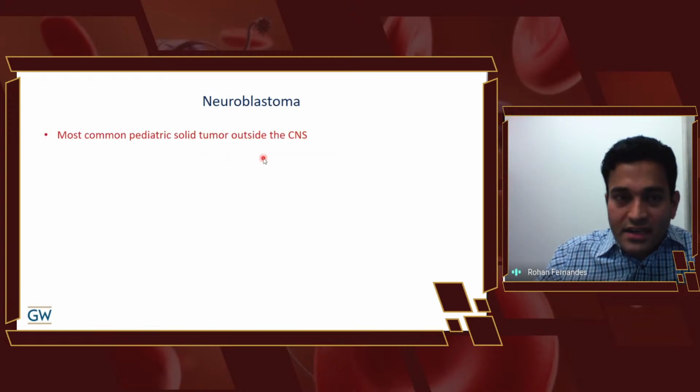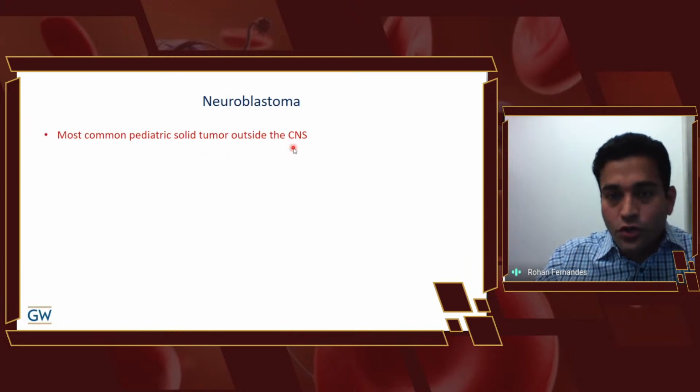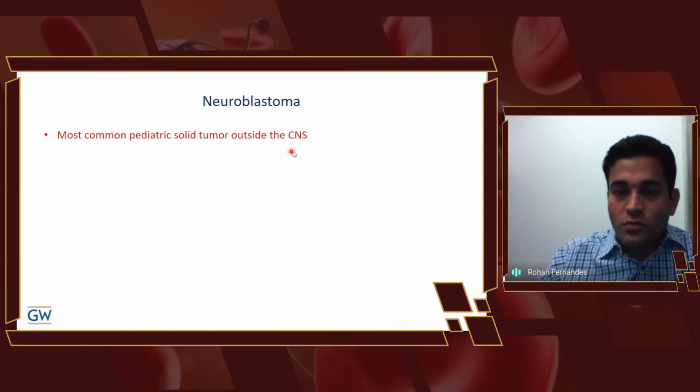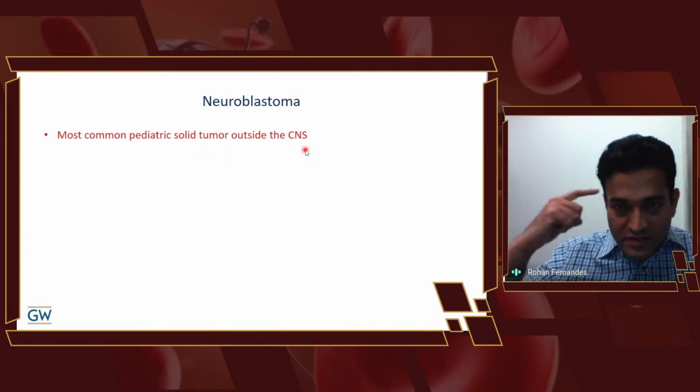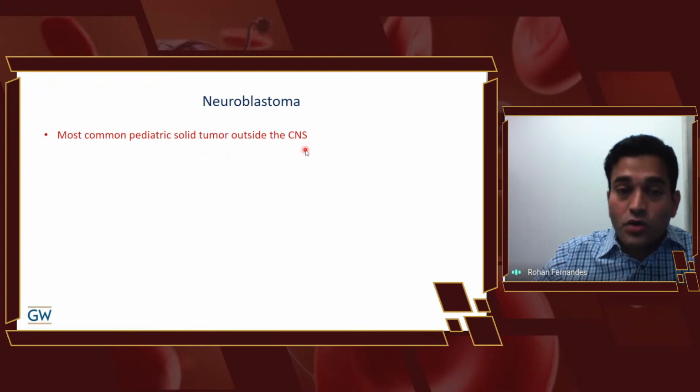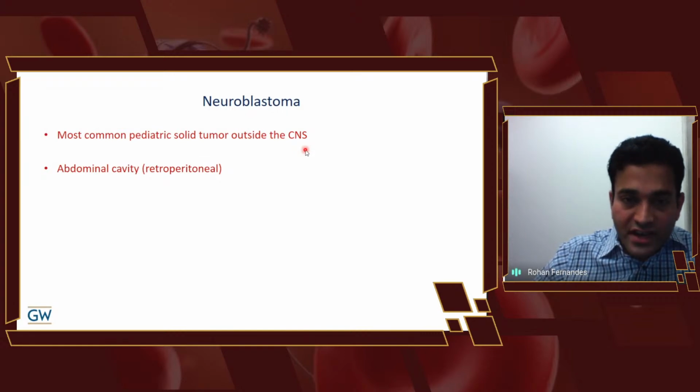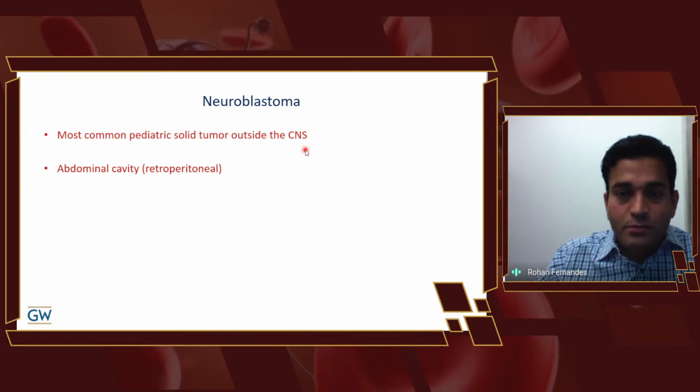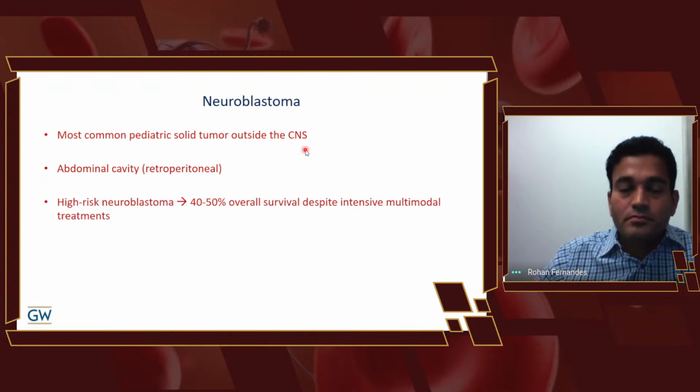For those who are uninitiated, neuroblastoma is the most common pediatric solid tumor outside the central nervous system. The moment you use the word neuro, most people think that neuroblastoma presents in the central nervous system, but it is actually the most common pediatric solid tumor outside of that location. They present in the abdominal cavity and over the adrenal gland. So it's actually deep in the abdominal cavity towards the back, or retroperitoneal.